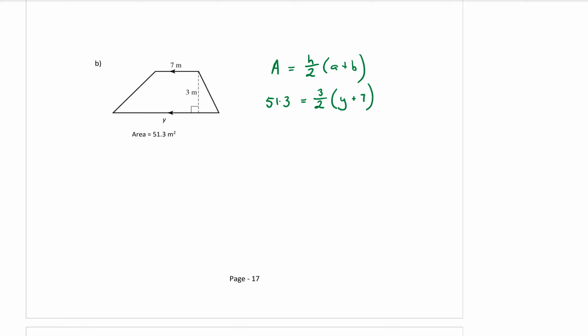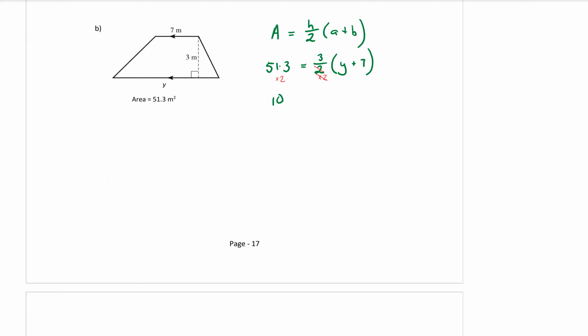It's been affected by this. That 3 is being affected by the 2. It's been divided by 2. So the one that I can move away is that 2. Get rid of it. I'm going to times by 2 to get rid of that. So 51.3 times 2 is 108.